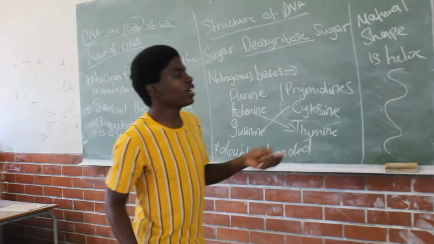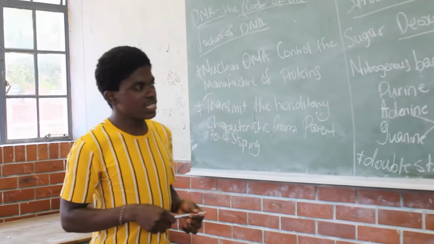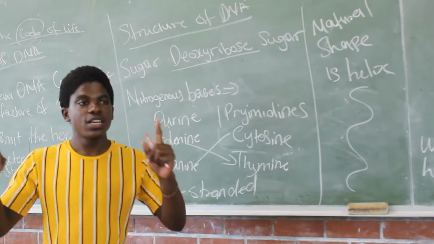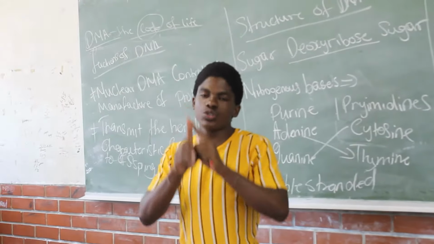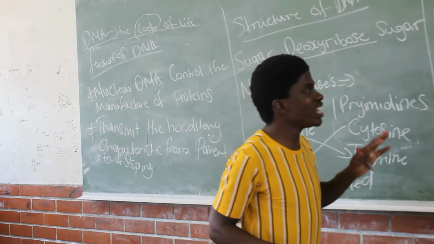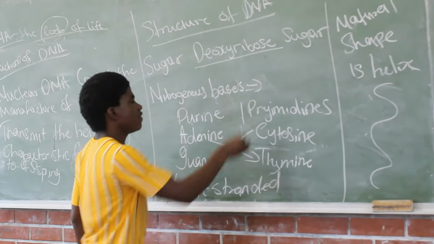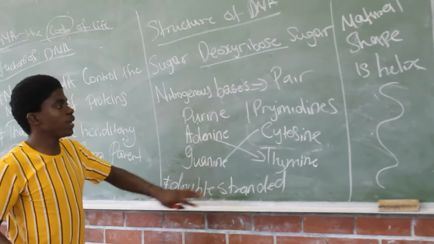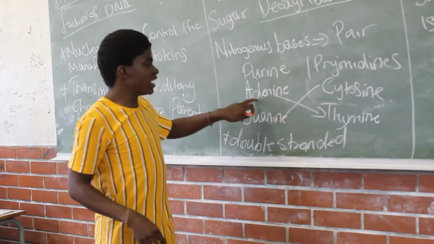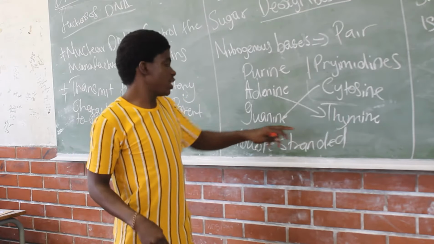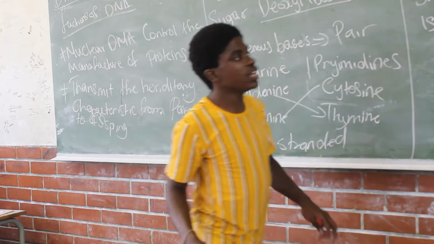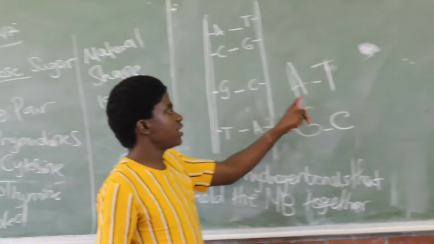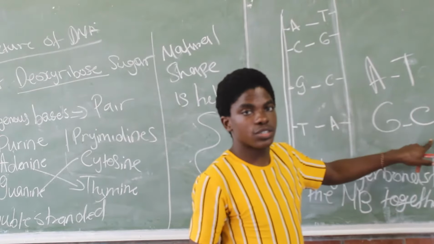So we're talking about weak hydrogen bonds. DNA, since it's double-stranded, means it's two strands joined together by something. Nitrogenous bases pair with each other. Purines pair with pyrimidines. We have adenine paired with thymine, and guanine paired with cytosine. That means adenine, thymine, guanine, cytosine.